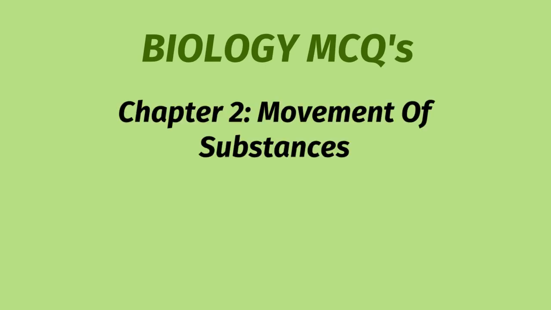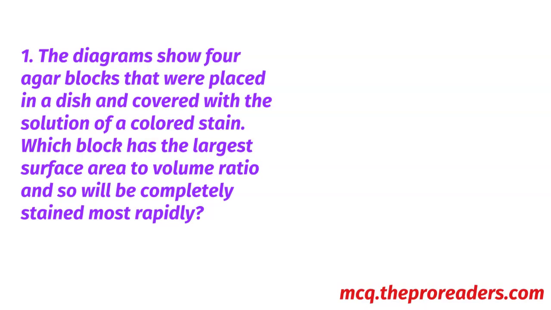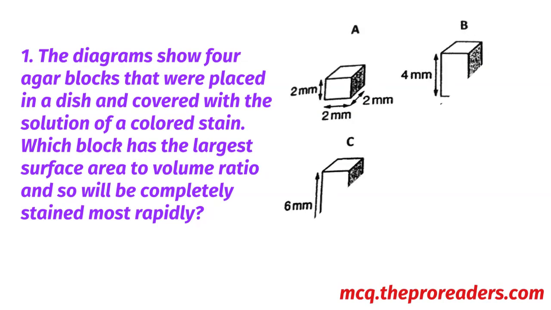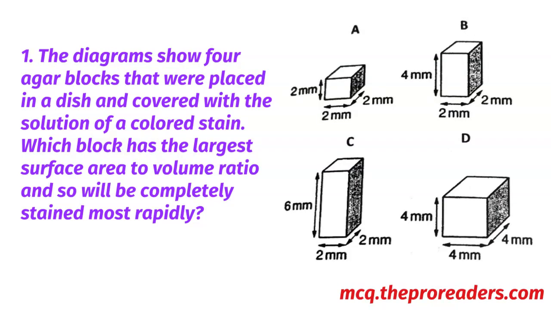Biology MCQs Chapter 2 Movement of Substances Quiz 3. The diagram shows four agar blocks that were placed in a dish and covered with the solution of a colored stain. Which block has the largest surface area to volume ratio and so will be completely stained most rapidly? A, B, C, D. Option A is the correct answer.